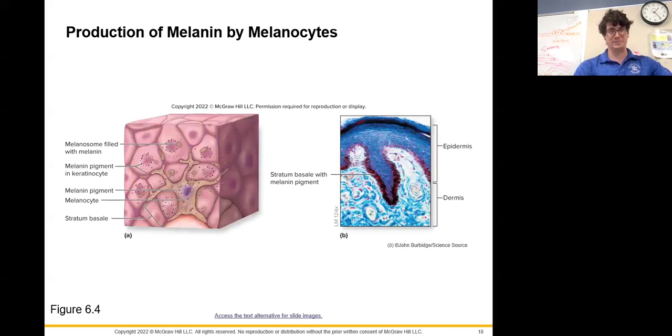So here we have our melanocyte zoomed in a little bit so you can see it. We can see these little feeler regions kind of reaching out here so that we can pass those melanin granules into our outlying cells. And then we can see those melanin granules lining up around the nuclei of those cells, protecting them from our sunlight.